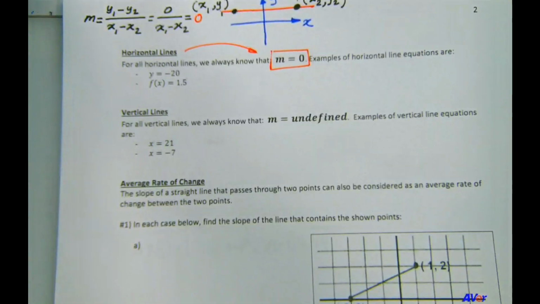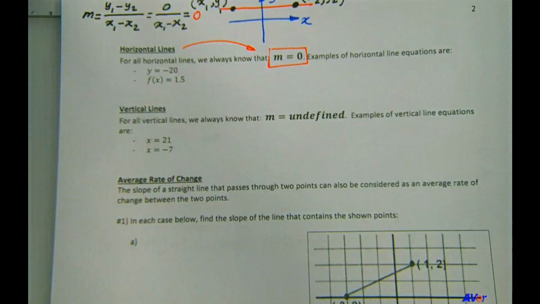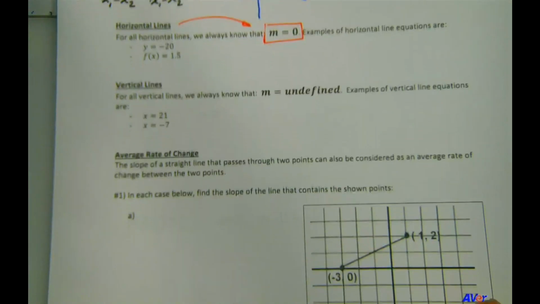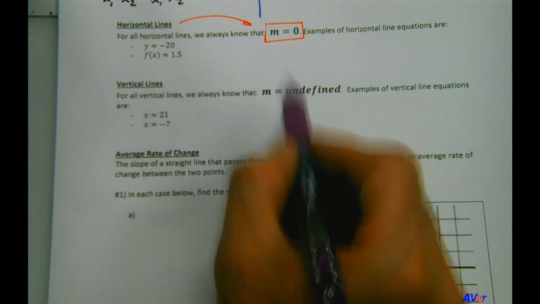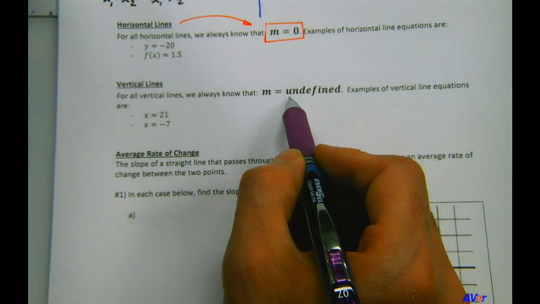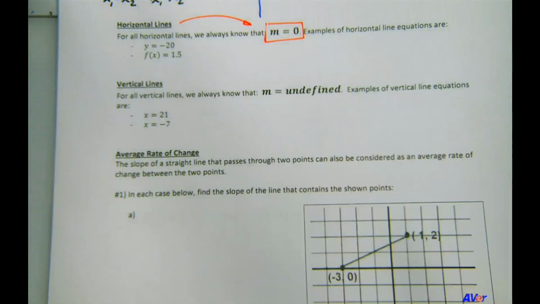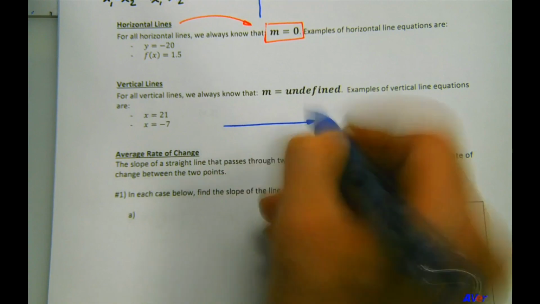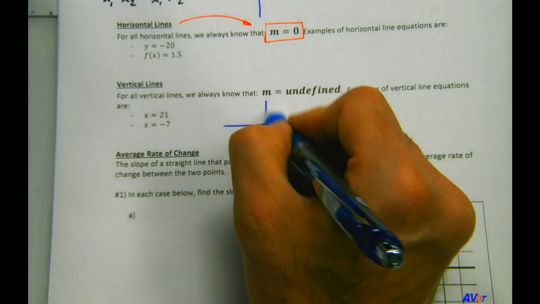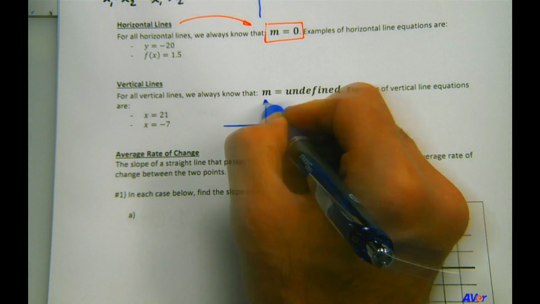The other special case of slopes occurs with vertical lines. The slope of any vertical line is always undefined. Now we ask, why is that? Okay, so let's do another graph for this case to explore why the slope of a vertical line is undefined.